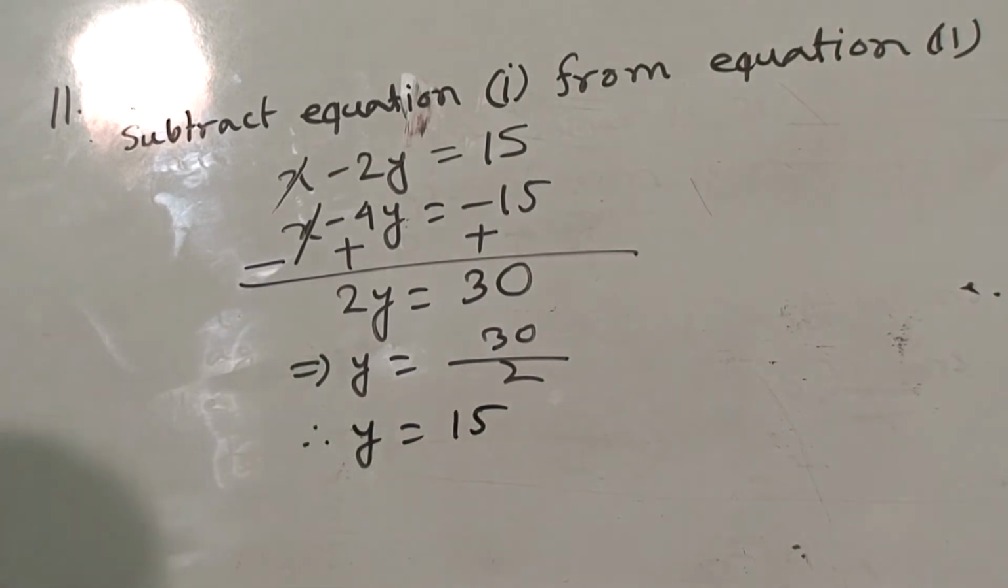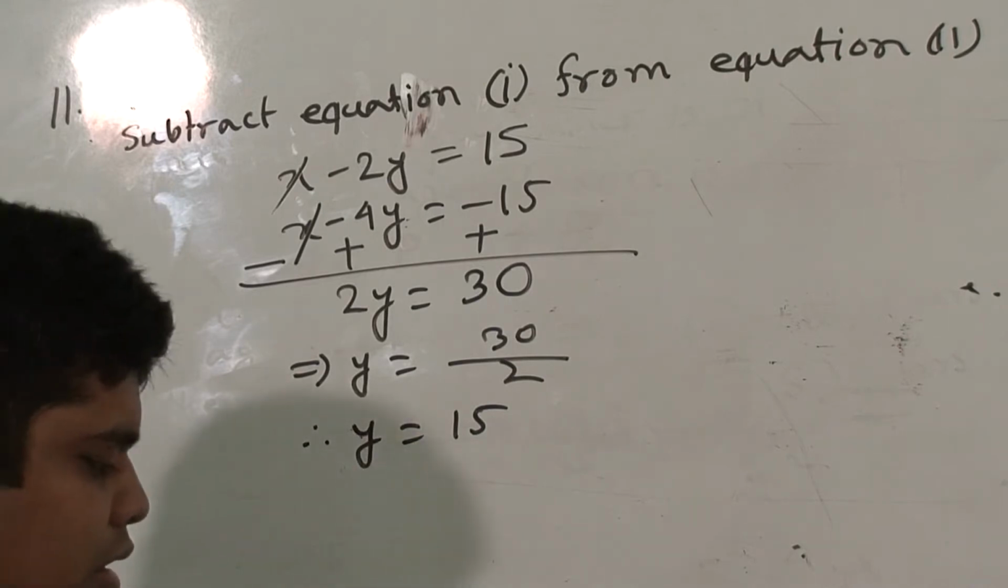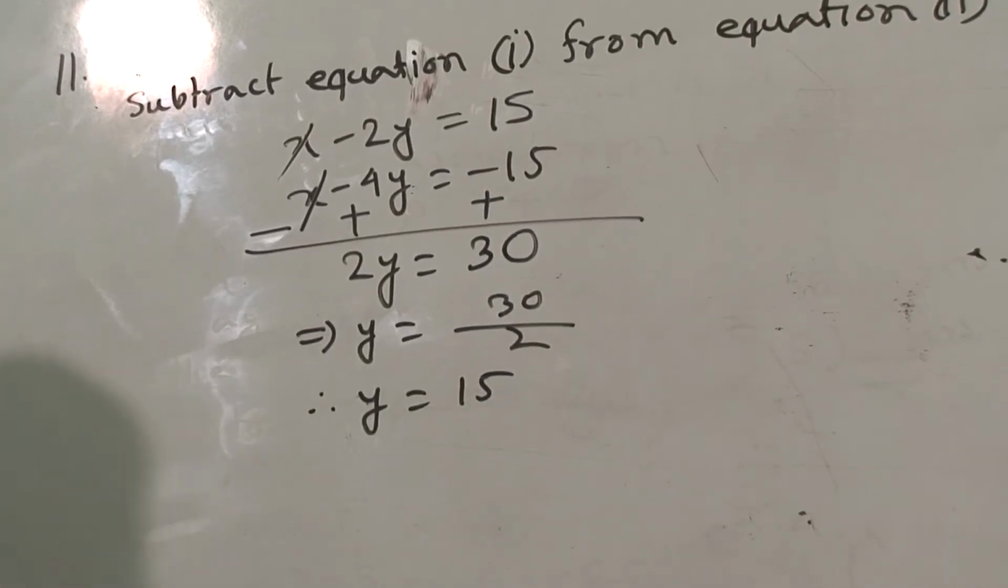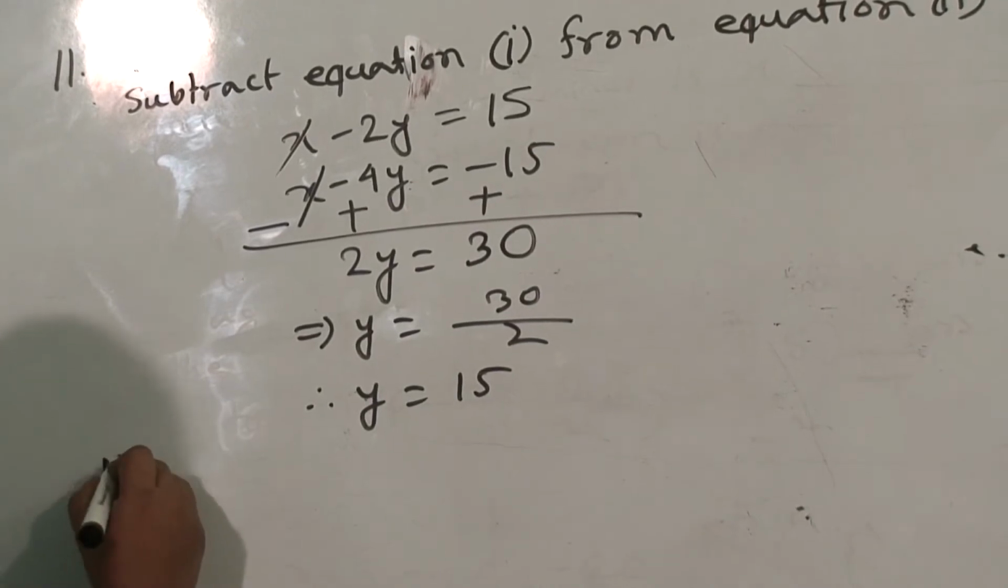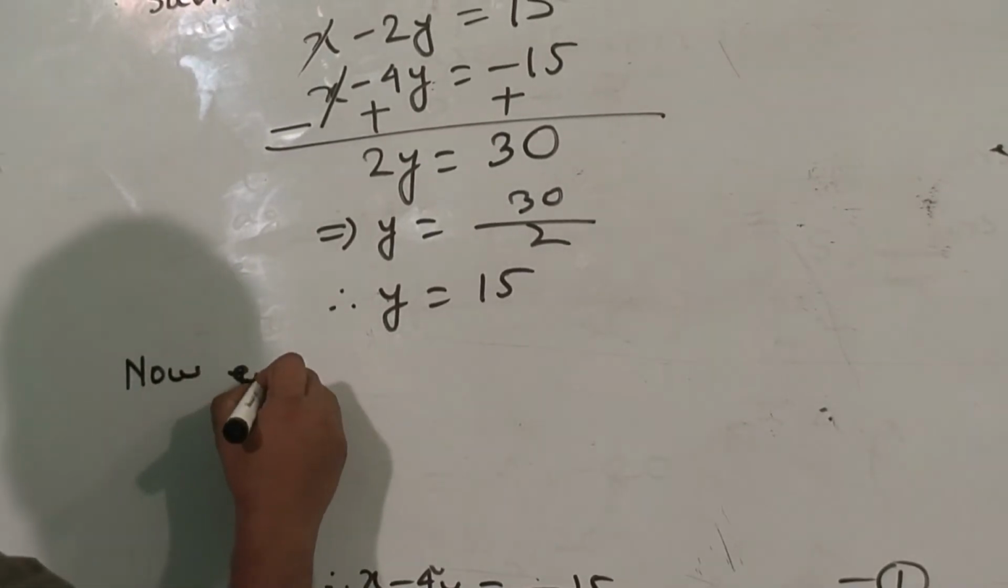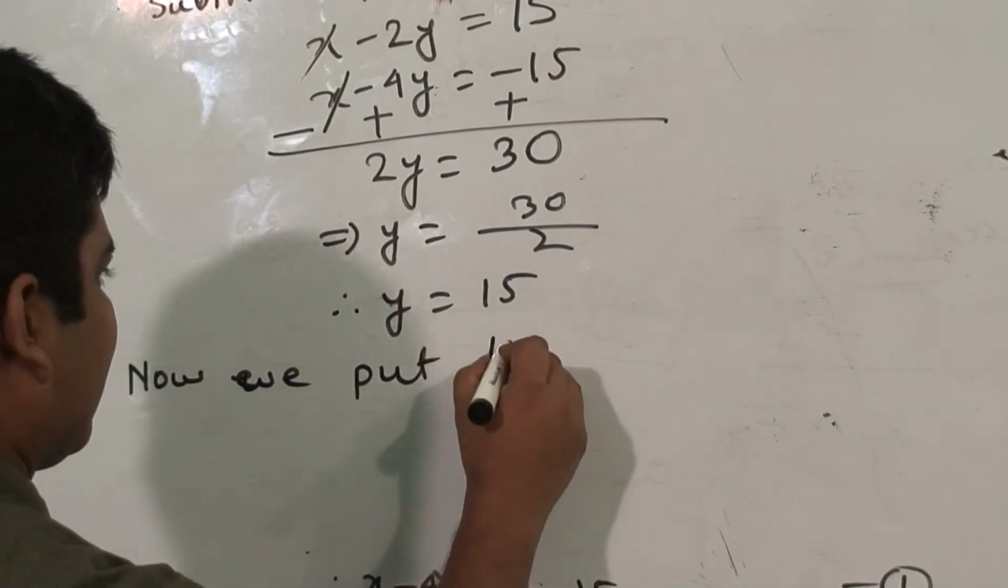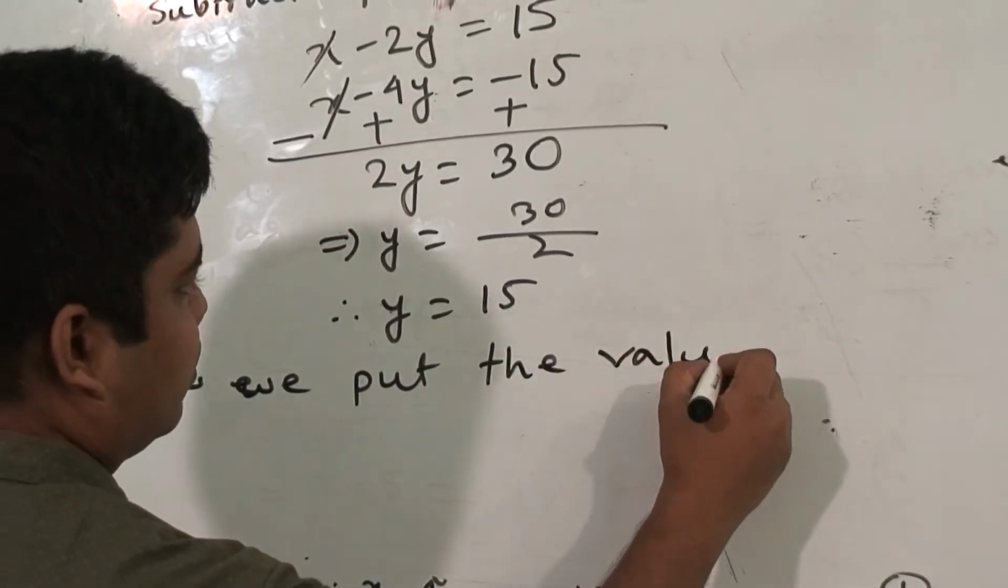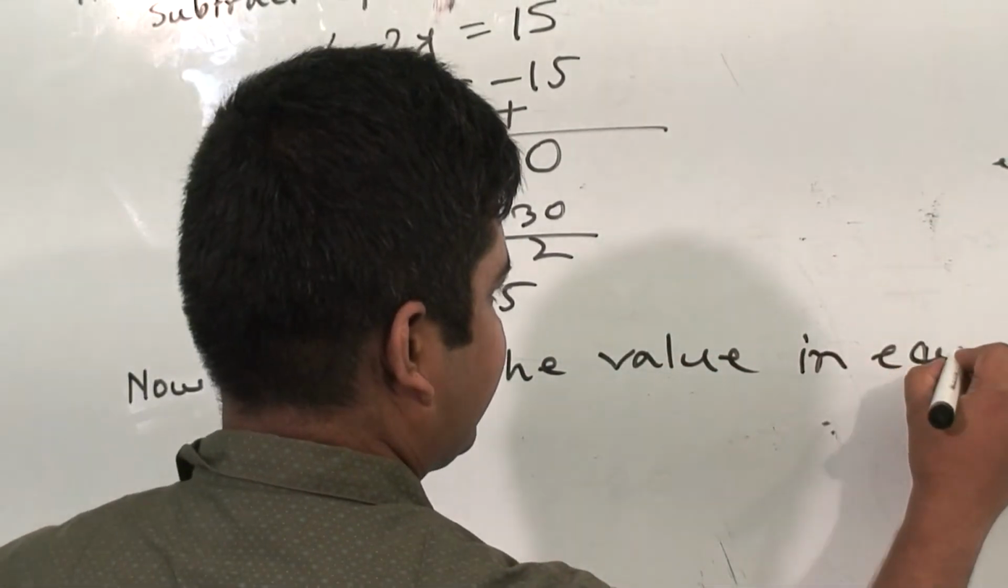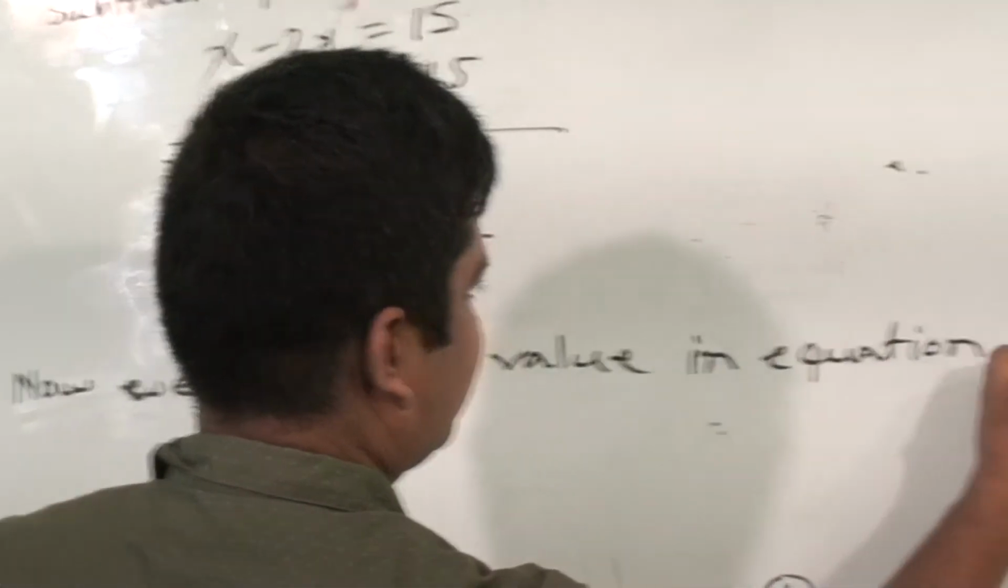So notice we find the value of y, and it is the present age of son. Okay, now we put the value of y in any equation, in 1 or 2. Now we put the value in equation number 2.